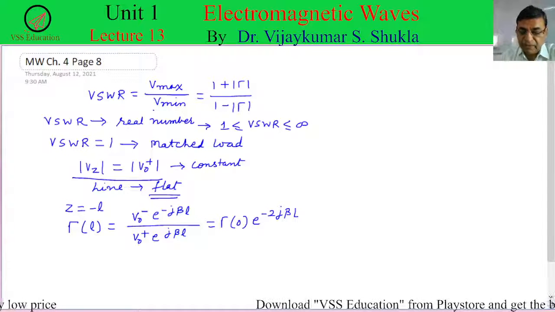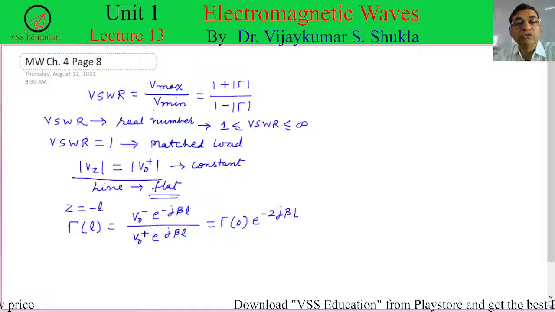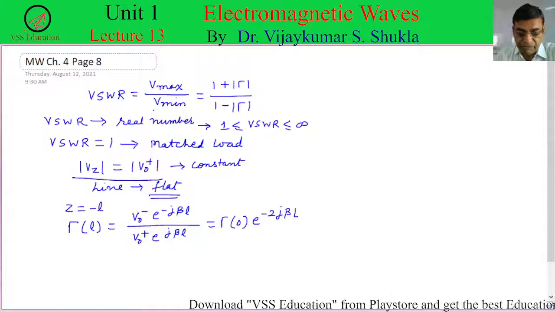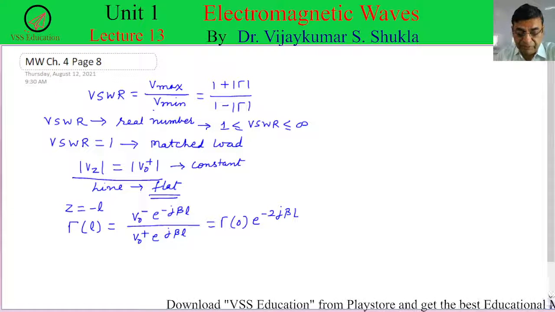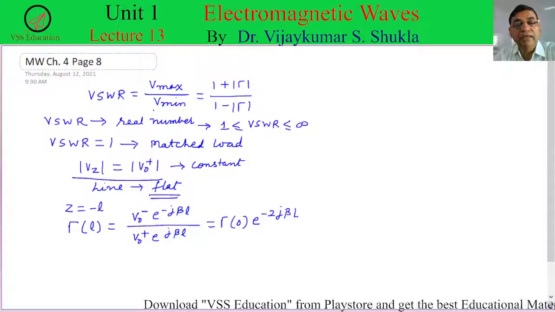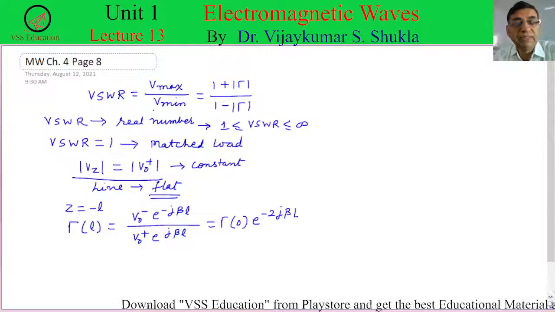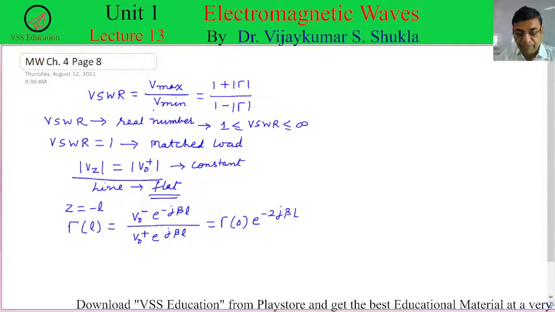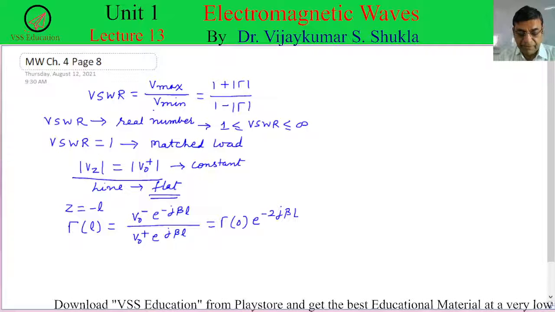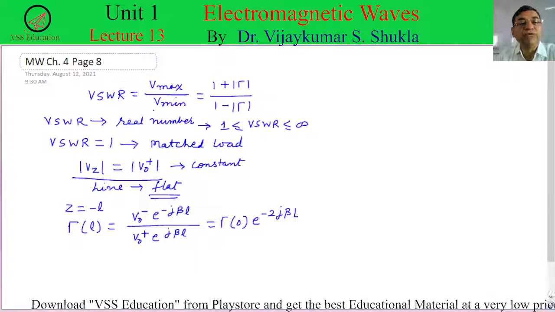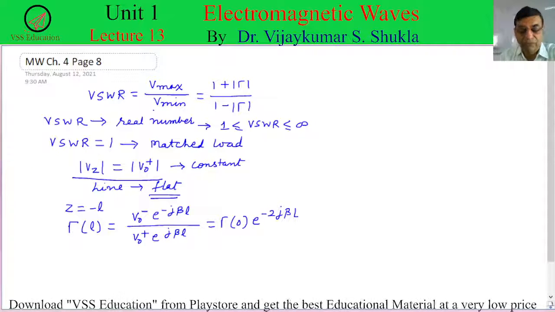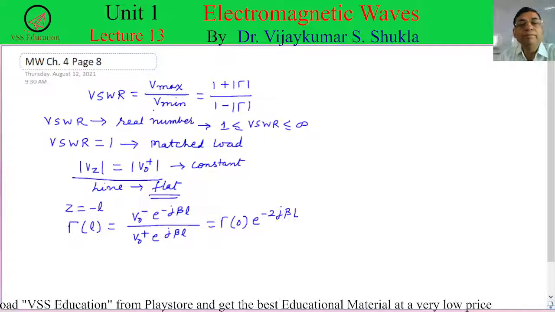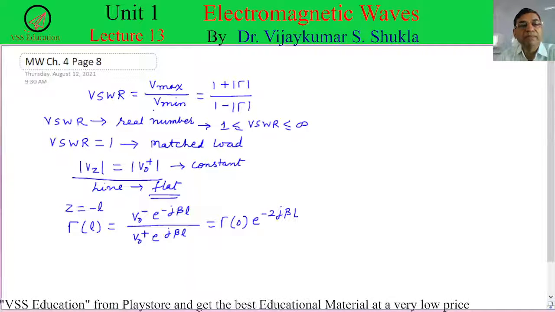And voltage and current on the line consist of a superposition of incident and reflected waves, and these waves are called standing waves. Then we have also seen that when ZL is equal to Z0, that means when the load impedance is equal to the characteristic impedance of the line, then we say that this load is matched to the line. All right. Then we found the relation for VSWR, which is given by V maximum upon V minimum, and that comes out to be 1 plus gamma upon 1 minus gamma, right?